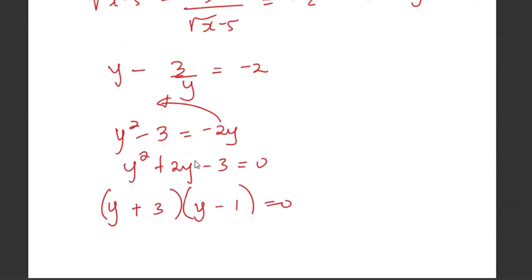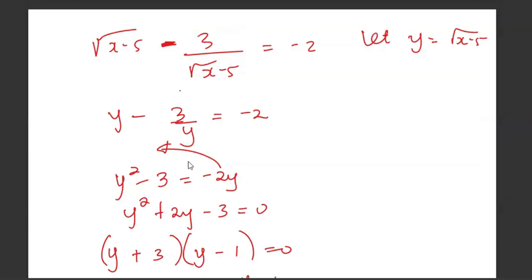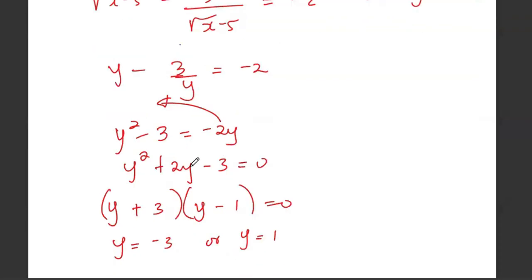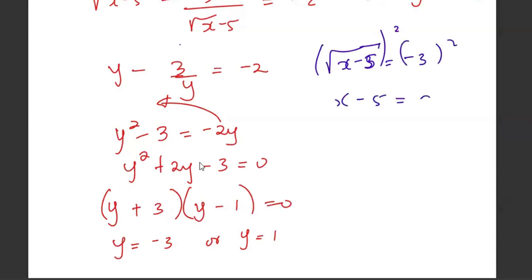So either y is negative 3 or y is 1. But the question never talked about y. Their focus is on x. Then let's replace y with the square root. So we have root x minus 5 is equal to negative 3. Okay, x minus 5 is that. Then square both sides. So x minus 5 is going to be 9. Move the 5 that side, which means x is 14.